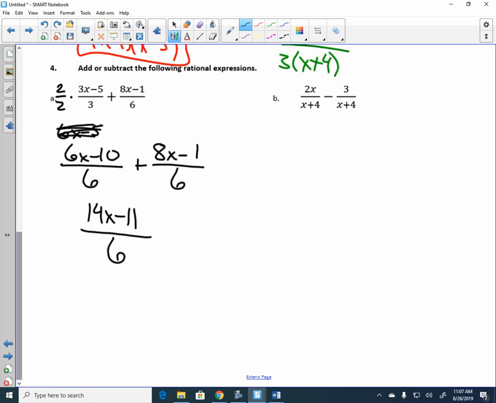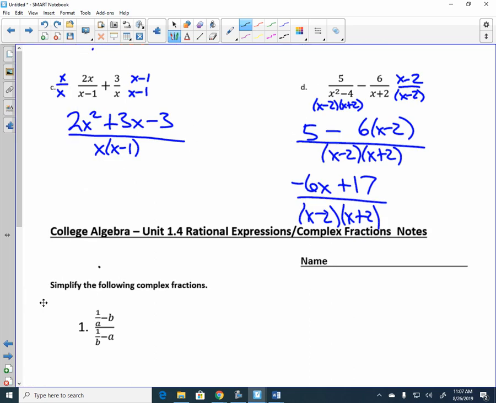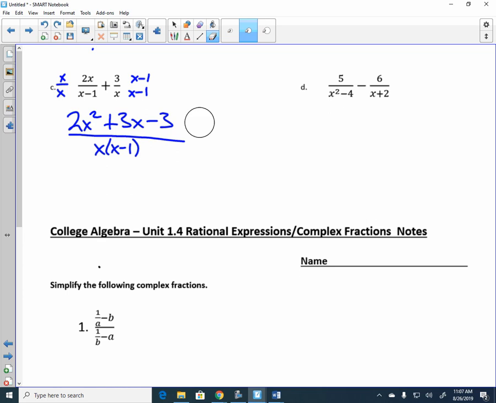You can see for letter B, they have denominators that are binomials. And since they are the same, we can just combine them. So I have a 2x minus 3 over x plus 4. But what about letter C? What is going to be the common denominator there? Or what do I do in order to create a common denominator?